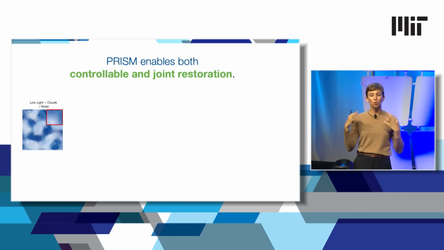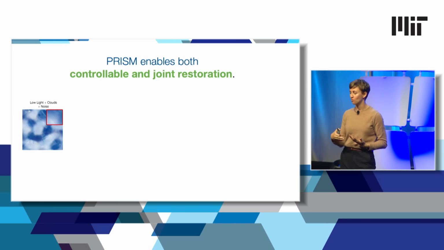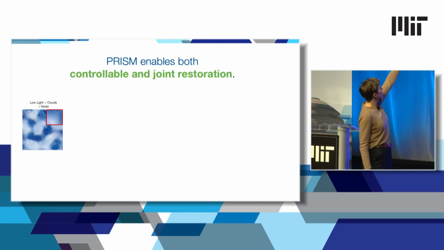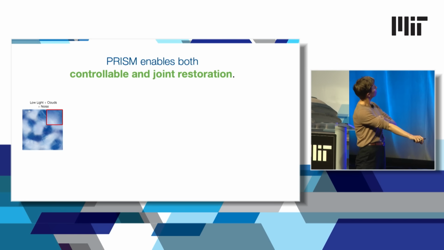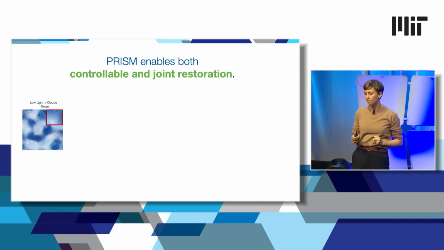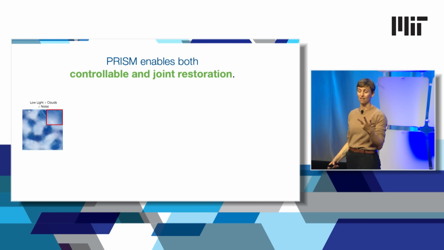So you can restore multiple types of distortion, and you, as a scientist, are in control. So let's look at this satellite image, for example. This is a satellite image taken of the Earth, and I'm highlighting this area because I think it's a nice place to look at. There are two different types of distortions affecting our ability to see what's going on here: both clouds, and low light and noise.